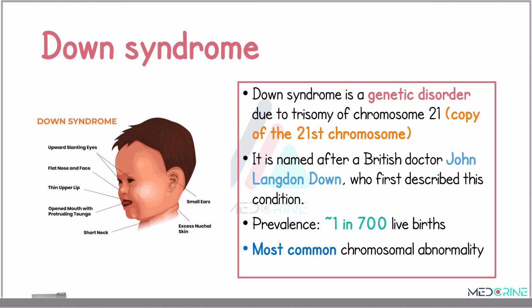This condition was named after British Dr. John Langdon Down, who first described it. It has a prevalence of 1 in about 700 live births and is the most common chromosome abnormality.